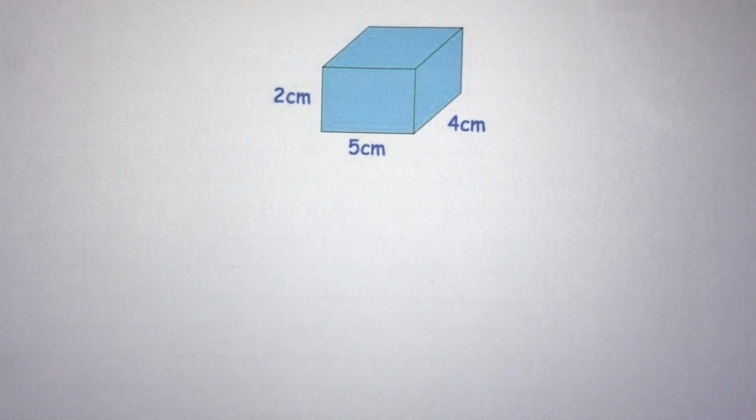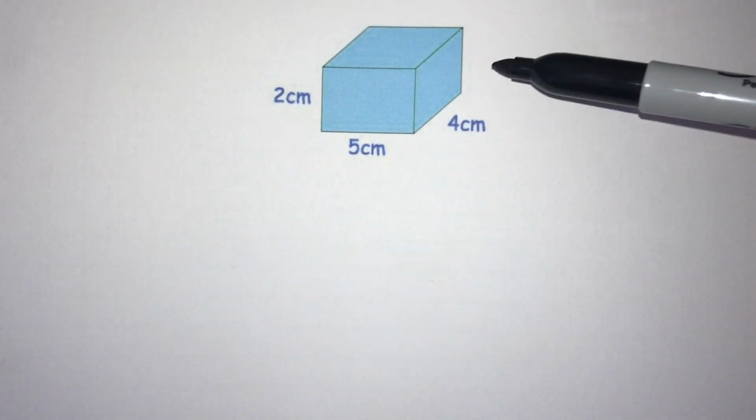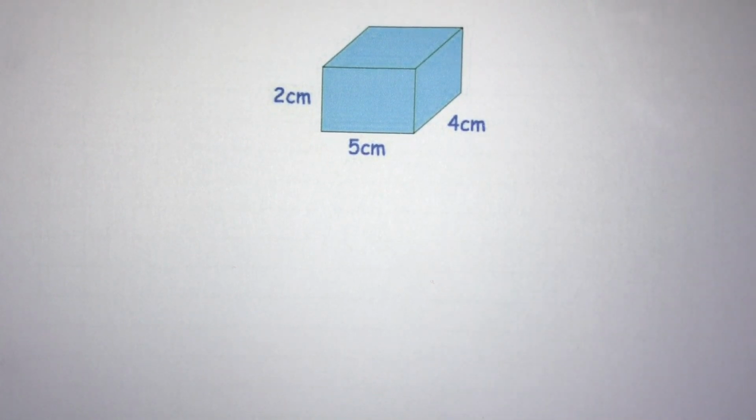So in this video we're finding the surface area of a cuboid. Well, the surface area of any 3D shape is just going to be the area around the outside of that shape. So in this case we're going to be finding the area of each of our faces of the shape and then adding them all together.